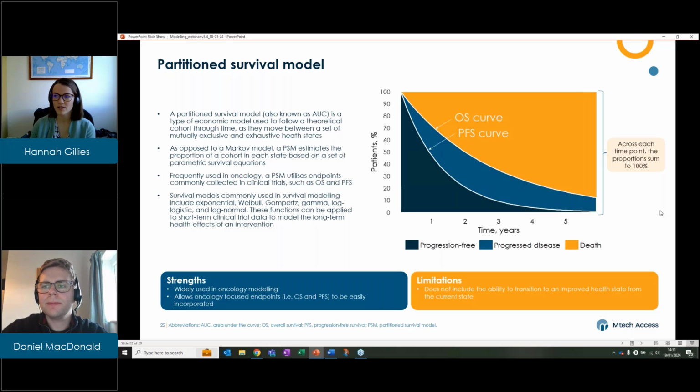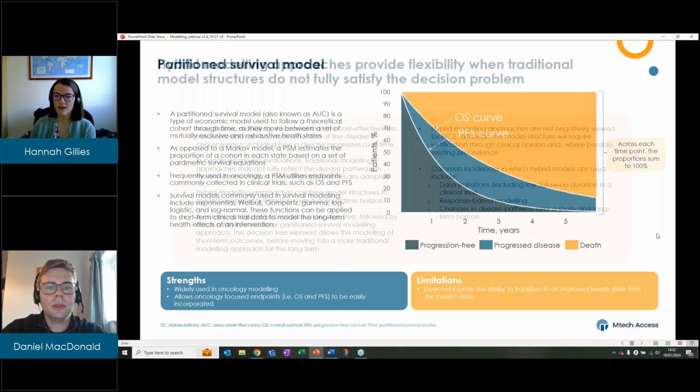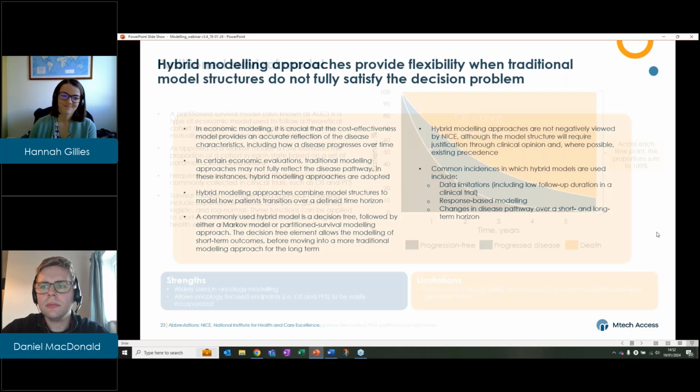And of course, this approach can be used in other disease areas as well, where the cohort can be partitioned into different health states. And so now that we've described these 6 modelling types, we want to mention that it's also possible to use a combination of approaches. And I'll hand back to Danny again to talk you through how that can be possible.